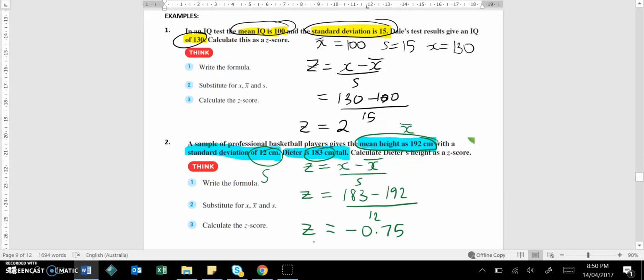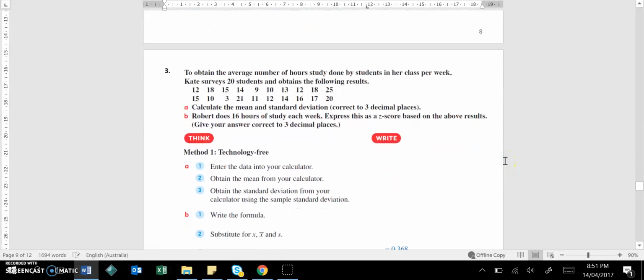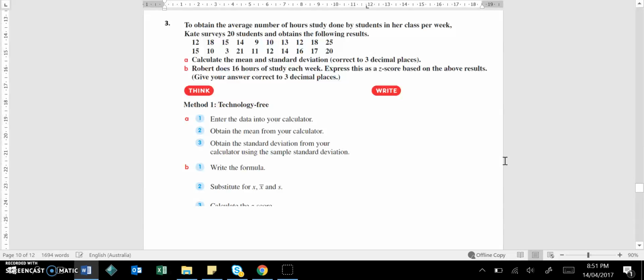And again, if you're thinking about the normal distribution curve, then z-scores between -1 and 1 correspond to 68% of scores under the normal distribution curve. So it's really important that you're thinking about that. Nice. Okay, let's have a look at number 3.